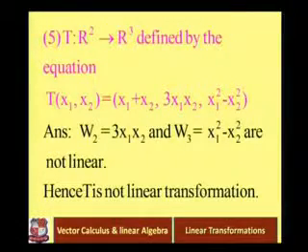Why is it not linear? Because it has degree 2, x1 into x2. x1 has degree 1 and x2 has degree 1, so 1 plus 1 is 2. So this term has degree 2. So W2 is not linear. Again W3 is also not linear. Only W1 is linear. But that is not enough, because all the coordinates should be linear, and W2 and W3 are not linear. So this transformation is not a linear transformation.